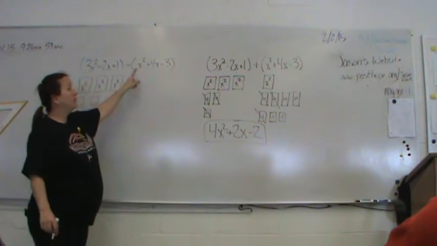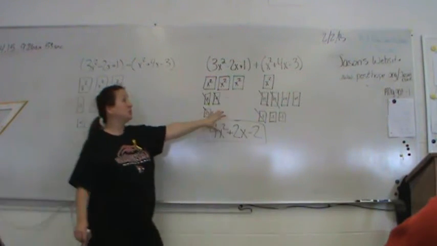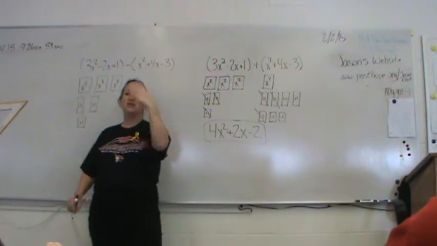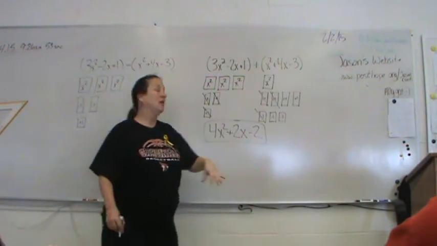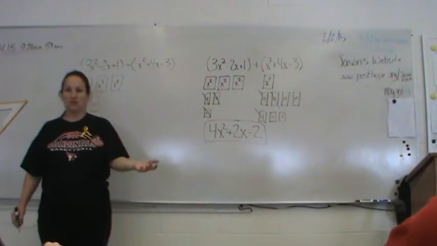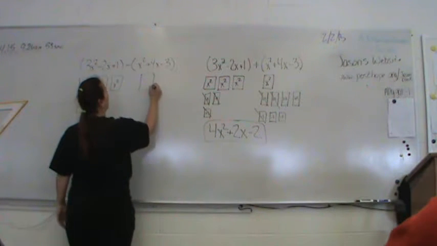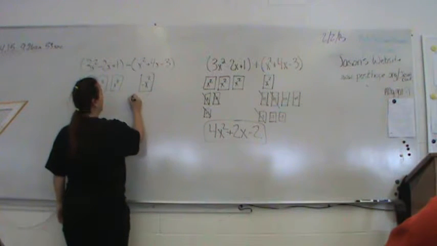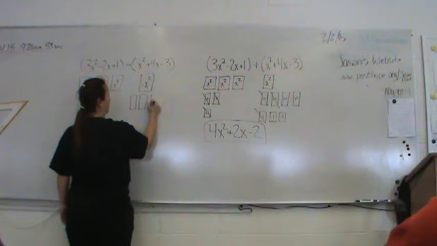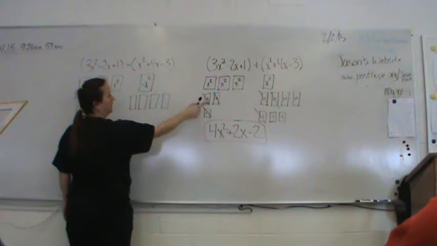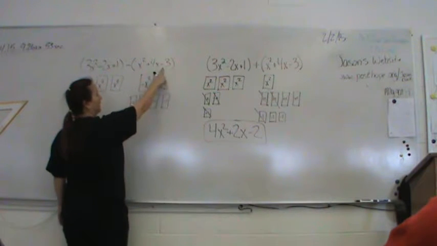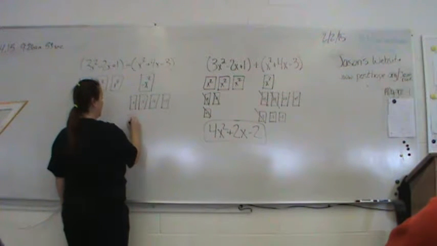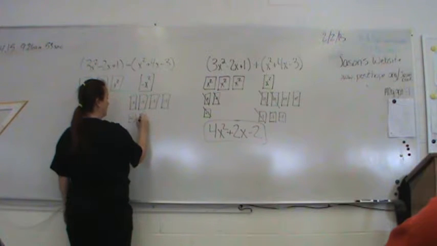All right, so I'm going to draw the same tiles that I drew over here. The only thing that's going to be different is whatever signs these tiles were, these tiles are going to be the opposite. So I get a negative x squared. They were positive x's over there, so they're going to become negative x's here. It was negative 1's over there. They're going to become positive 1's here.